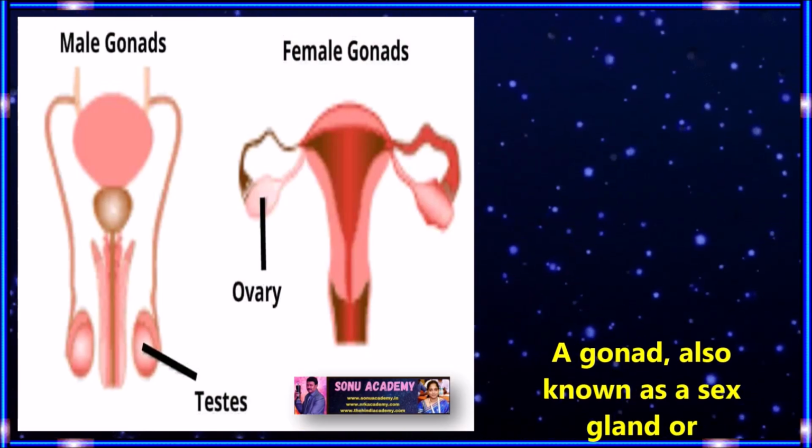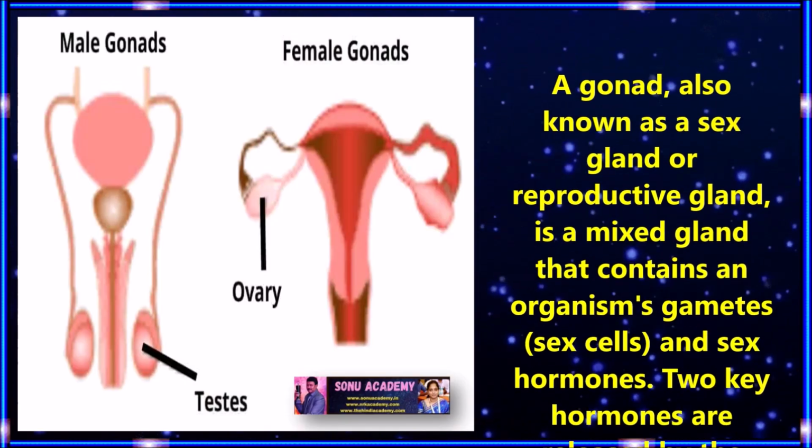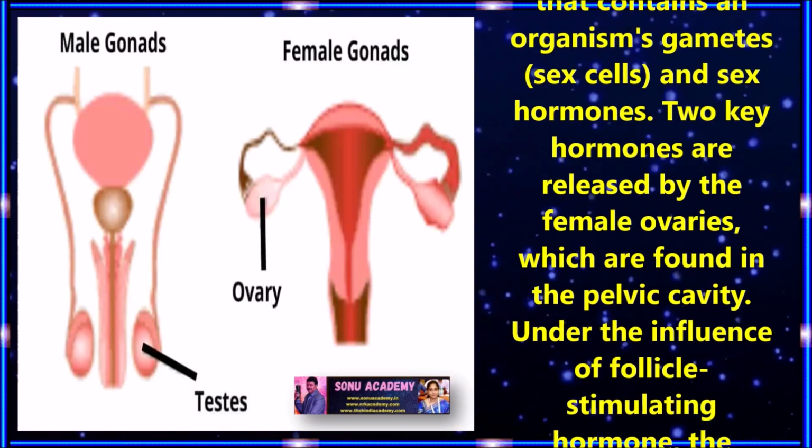Children, now let us discuss the gonad. A gonad, also known as a sex gland or reproductive gland, is a mixed gland that contains an organism's gametes, meaning sex cells, and sex hormones.